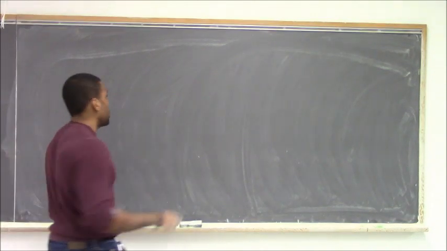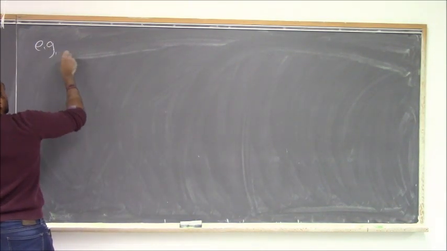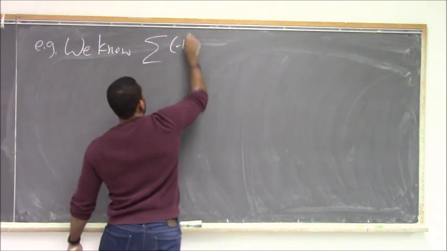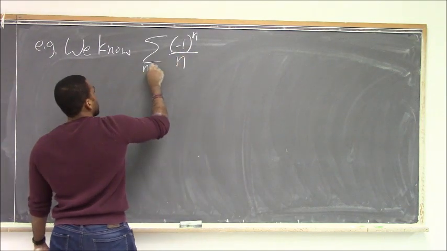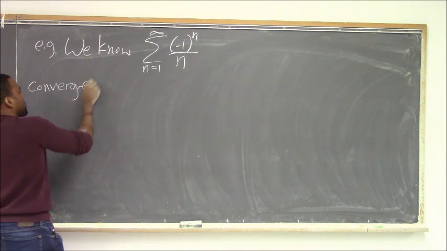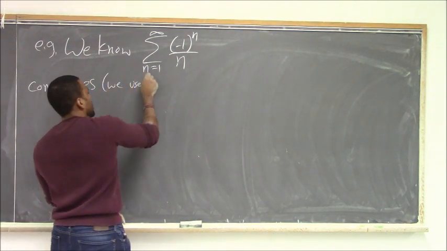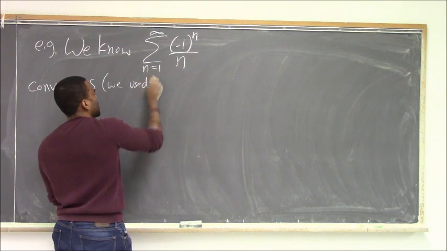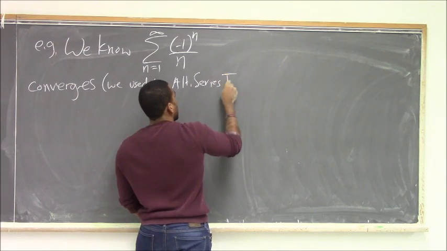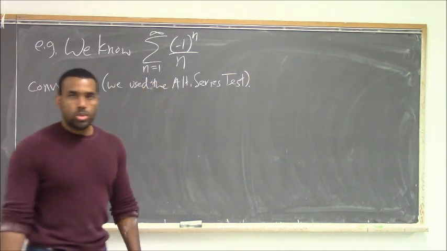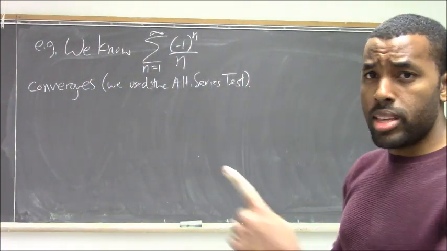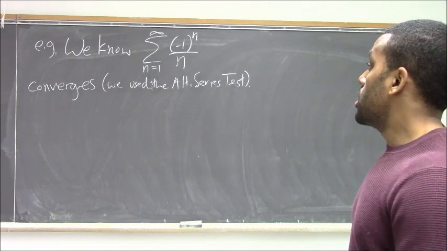Let me use an example that we've seen before. We know this series, the alternating harmonic series, converges. We use the alternating series test. This was in the last class, or maybe the class before. We've done this problem. Okay, so we know this is an alternating series that converges.